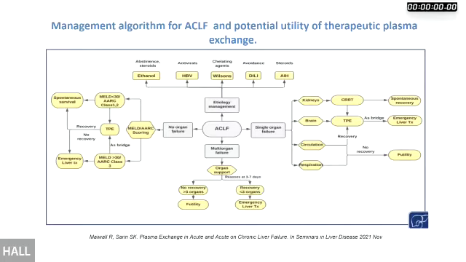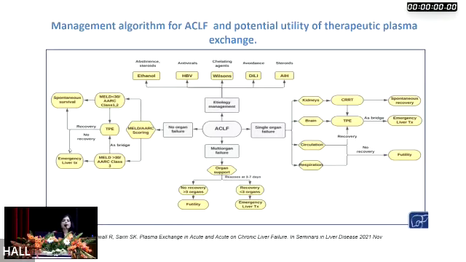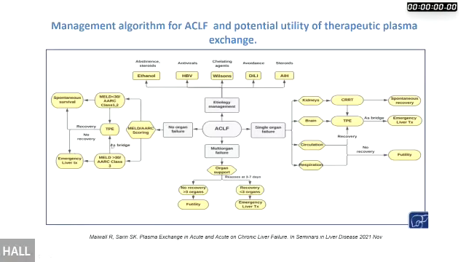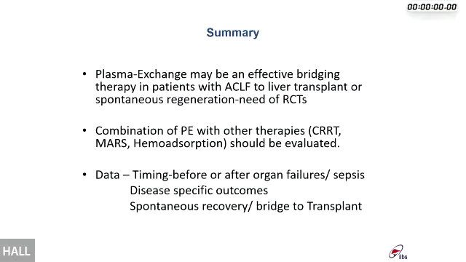This is the management algorithm which we published, based on MELD scoring. If you have a patient with ACLF, you can also achieve spontaneous survival if you use this therapy in a timely manner. With single organ failure it can be used, but with failure of kidneys, brain, circulation, respiration, and more than two organ failures, it is better not to use plasma exchange.